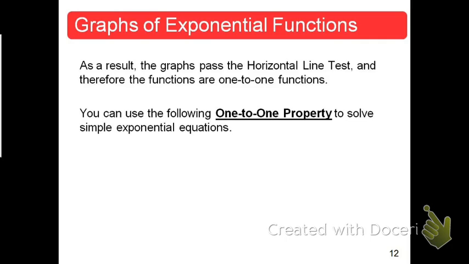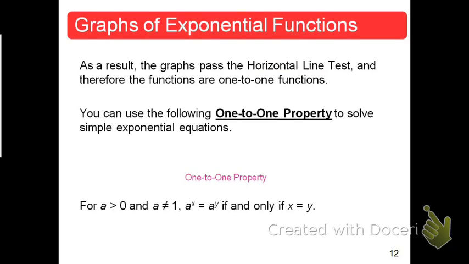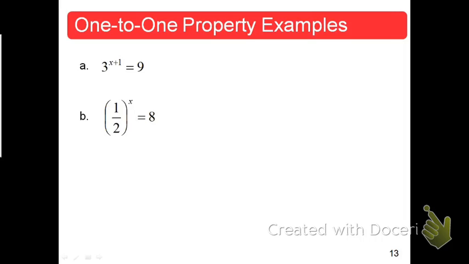Now, if we were to draw these functions, we know it's a function because it passes the horizontal line test. Anything that passes the horizontal line test is what we call a one-to-one function. And so we're going to use this one-to-one property to solve some exponential equations. So what is the one-to-one property? Of course, let me go back.